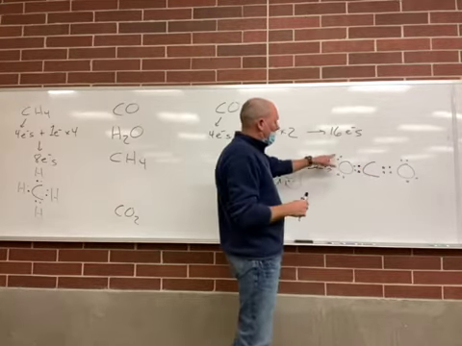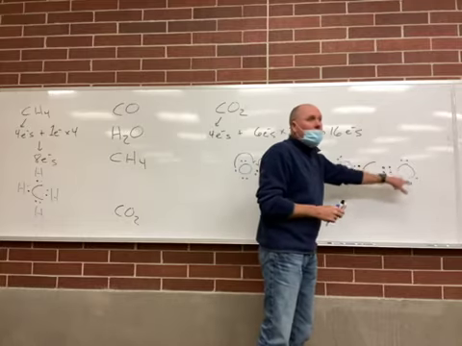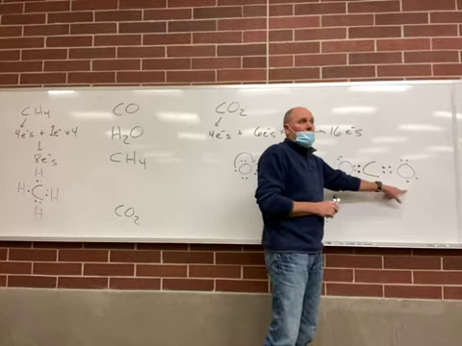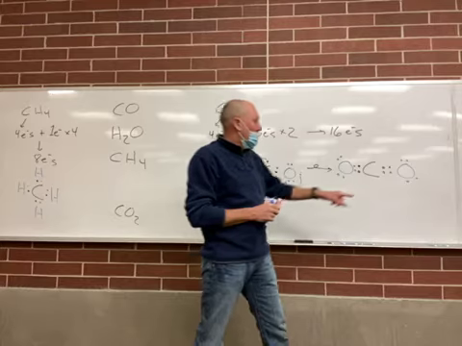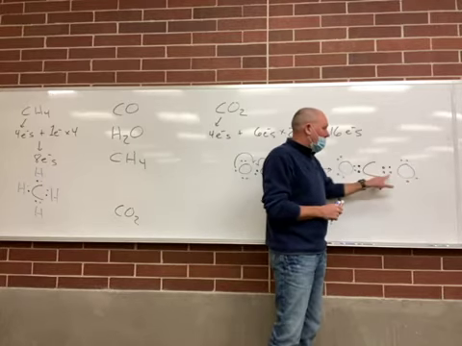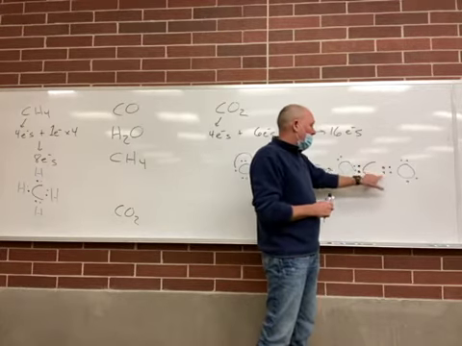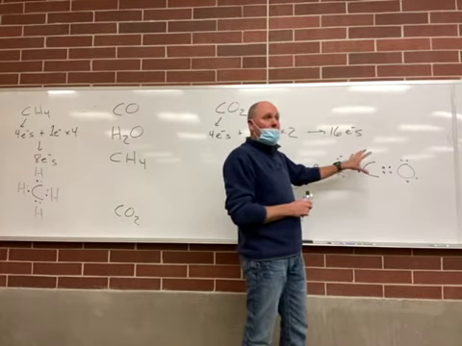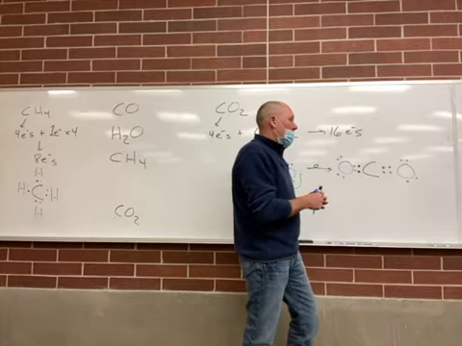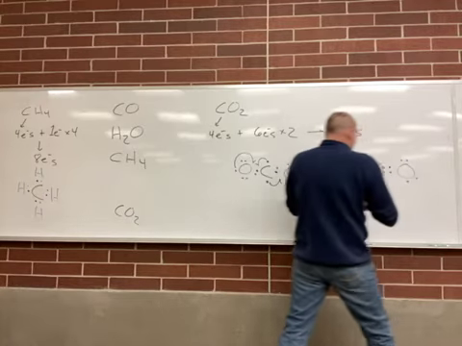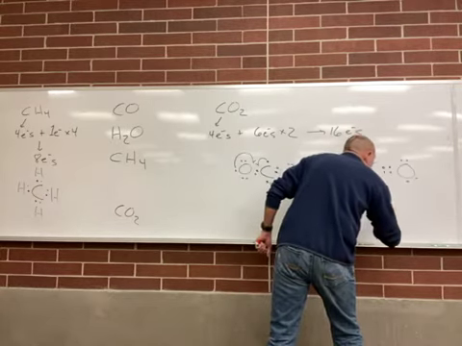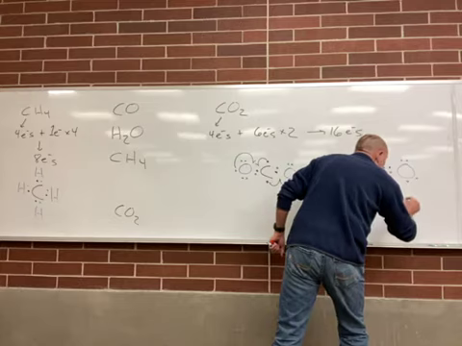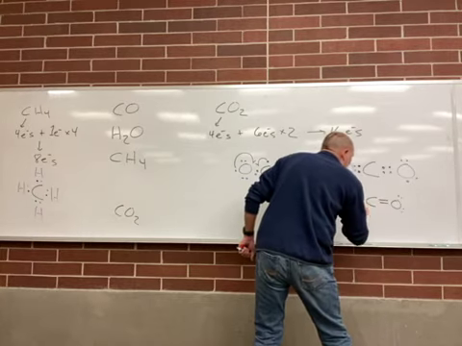Okay, so I should have 2, 4, 6, 8, 10, 12, 14, 16. So I have 16 electrons. Oxygen has 2, 4, 6, 8. Carbon has 2, 4, 6, 8. Oxygen has 2, 4, 6, 8. Everyone's happy. Okay? So we abbreviate this with this type of shorthand.